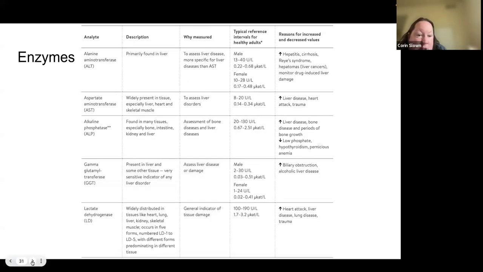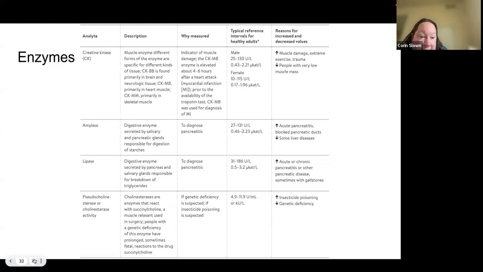There are enzymes that you can test blood serum for. So ALT or alanine aminotransferase and aspartate aminotransferase. These are indicators again of liver health. You have alkaline phosphatase or ALP. That's commonly found in bone and intestine, kidney and liver tissues. And then we have gamma glutamyltransferase and lactate dehydrogenase. And these are examples of enzymes that you are often going to measure in a metabolic panel to indicate different types of diseases.